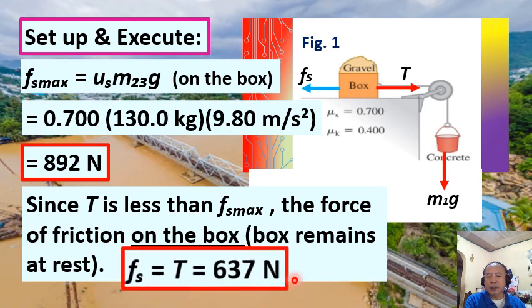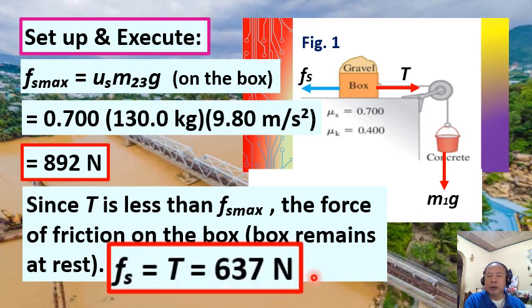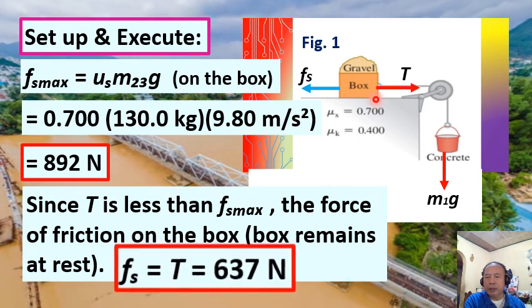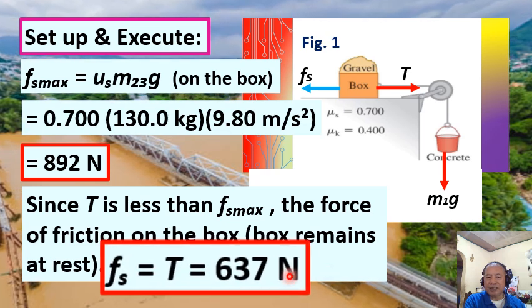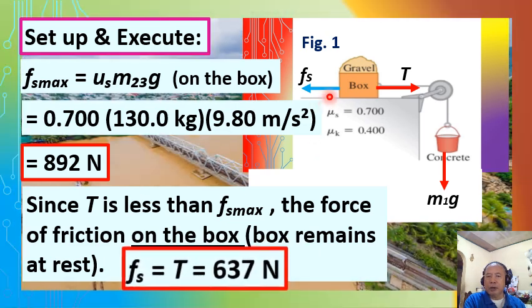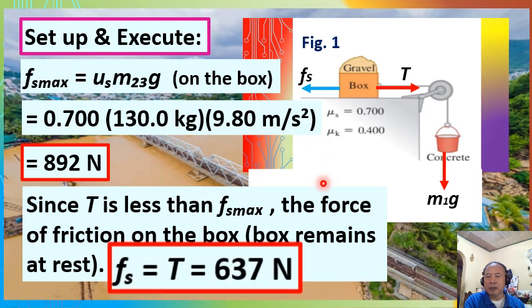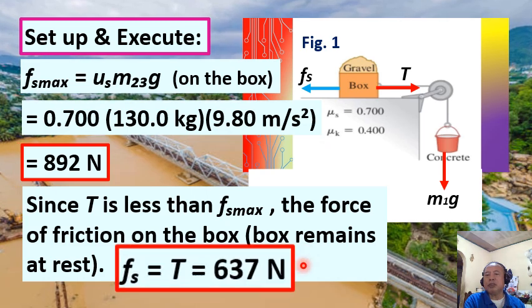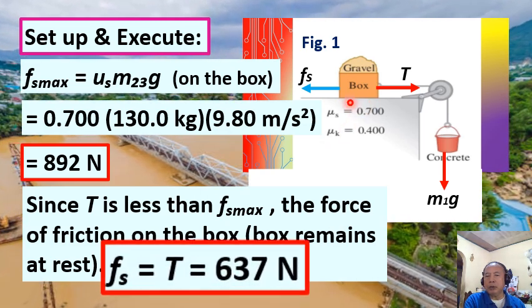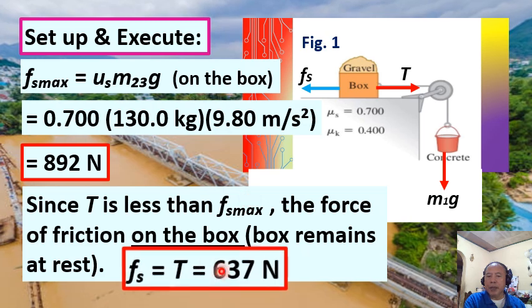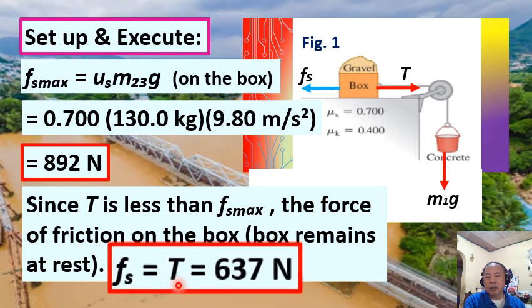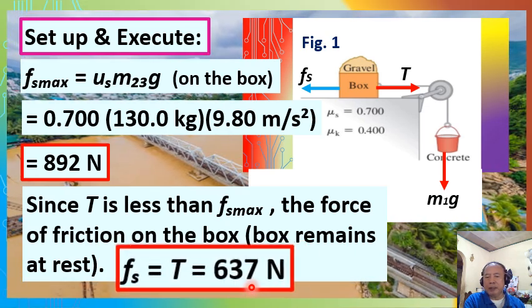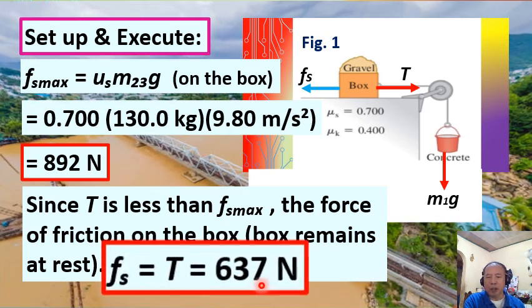637 newtons. This is in accordance with Newton's first law of motion, or the law of static equilibrium, the fact that the box remains at rest. So the summation of the horizontal forces acting on the box, and these are the tension force, capital T, and the static friction, must be equal to zero. And that will only be equal to zero if the magnitude of the static friction equalizes, but is opposite to the value of the tension force, which is 637 newtons.